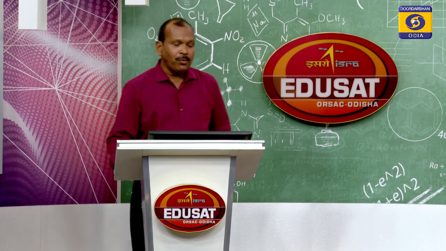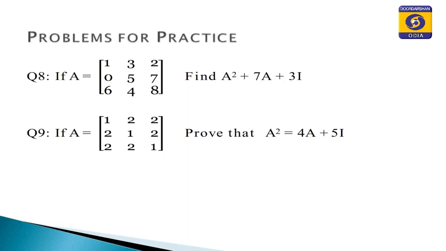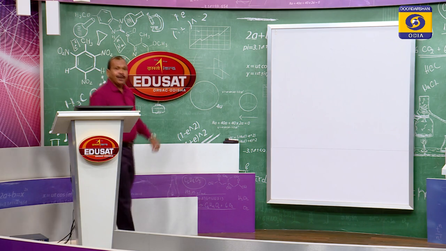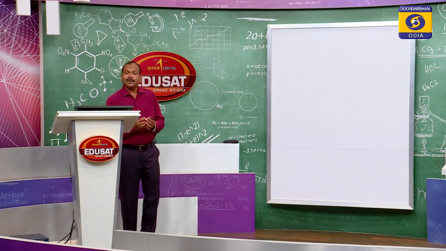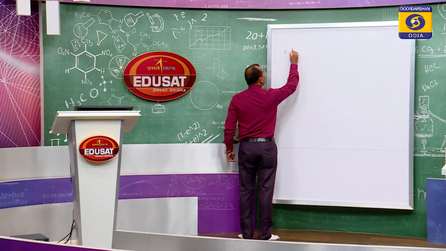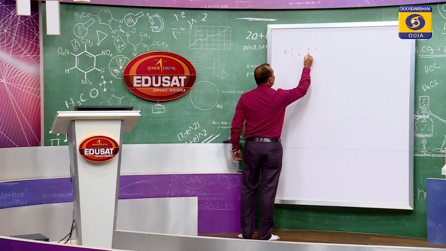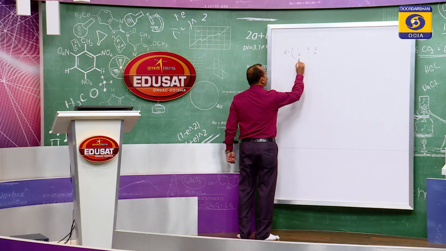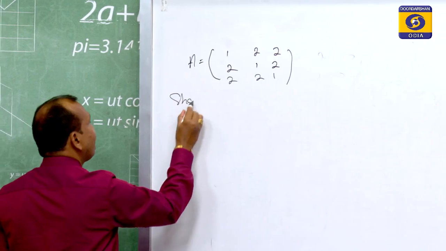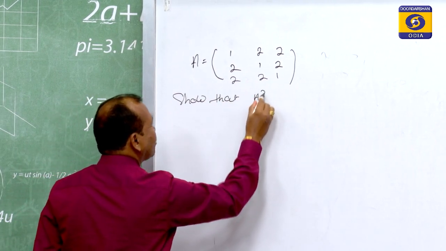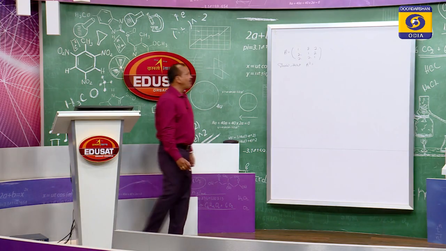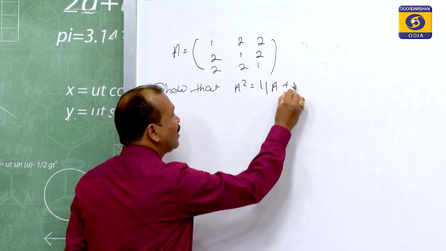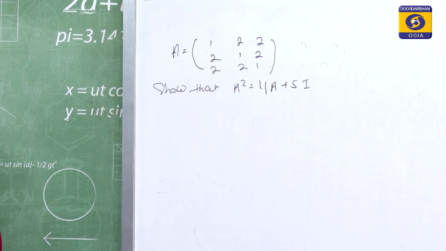Next, we work out problem 9. If A is a 3 cross 3 matrix containing elements 1 2 2, 2 1 2, 2 2 1, then prove that A square is equal to 4A plus 5I. Here I stands for the unit matrix.